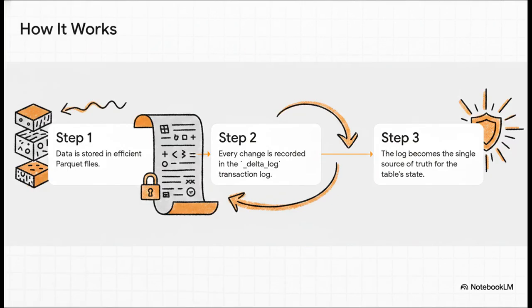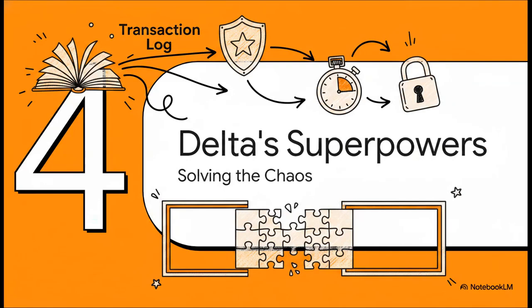Okay, so here's the breakdown. Your data still lives in those super efficient Parquet files that are great for analytics. But now, before anything happens to that data, an insert, an update, a delete, whatever, it gets written down first in that transaction log. It's kind of like a bank ledger. Every single transaction is recorded. That log becomes the ultimate source of truth. If you want to know the current state of your table, you don't look at the data files, you look at the log. And this one simple idea, this transaction log, is what gives Delta Lake all its superpowers. The same ones that solve those exact problems we were just complaining about.